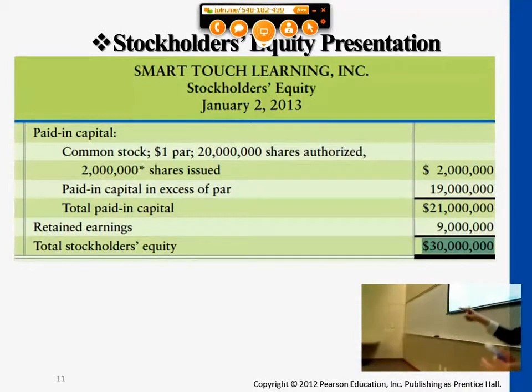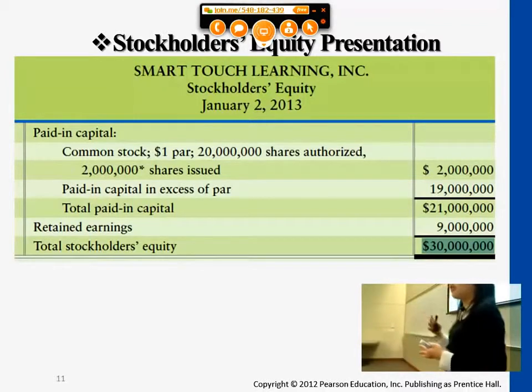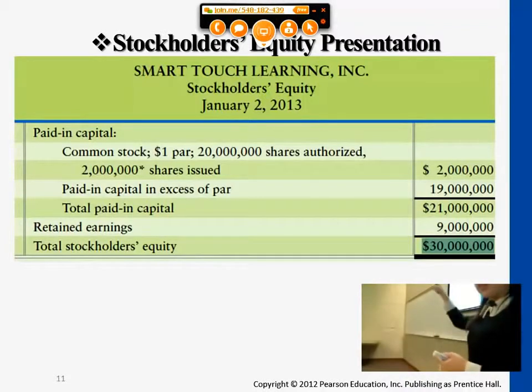Okay, T accounts and journal entries are just the middle part. But that's not the information that eventually outsiders would see for the company. They'll be viewing financial statements. So if we take a look at that earlier example, where we issued 1 million shares, this example here tells you that we have already issued 2 million shares.